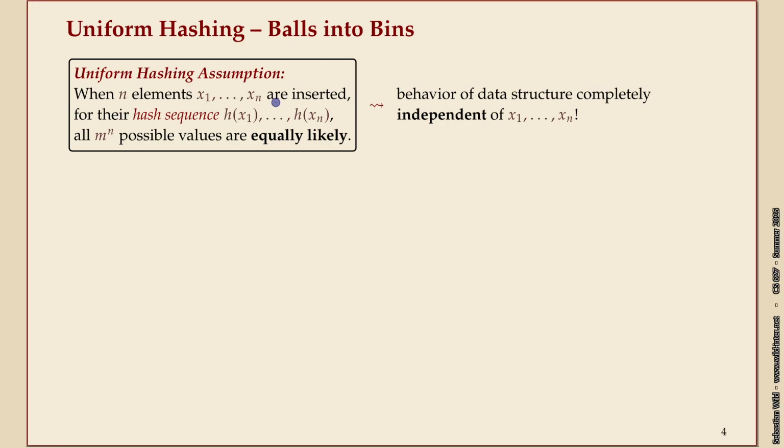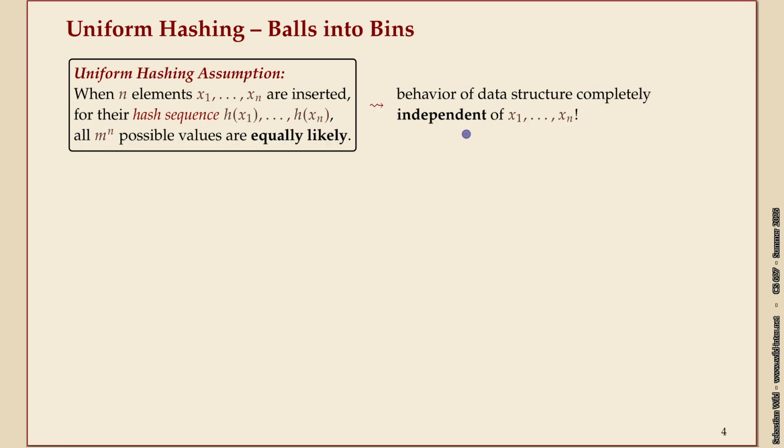We have elements that are inserted, and we don't really know what their values are. All we care about is the hash sequence. So in the order that the elements arrive, we apply the hash function to each of them. And the assumption, called the uniform hashing assumption, just says every possible sequence of hash values, all m to the n possible sequences, are equally likely.